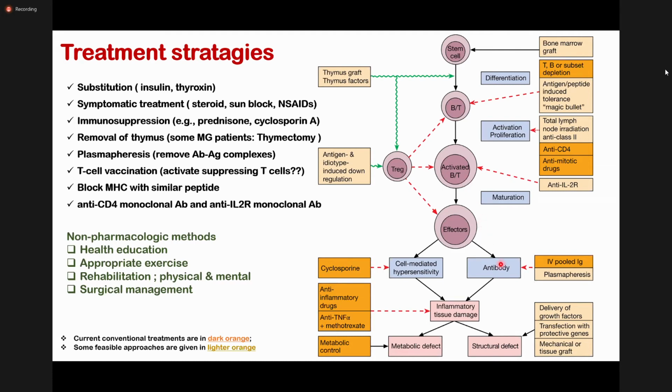There are other areas of treatment, like cyclosporine, which is an immunosuppressive drug, or anti-inflammatory drugs, and anti-TNF alpha. So there are different medications at different stages of the immune system. I have just listed here some of the treatment measures that we classified into two. There are also other pharmacologic methods, health education, exercise, rehabilitation, physical or mental, and surgical management.